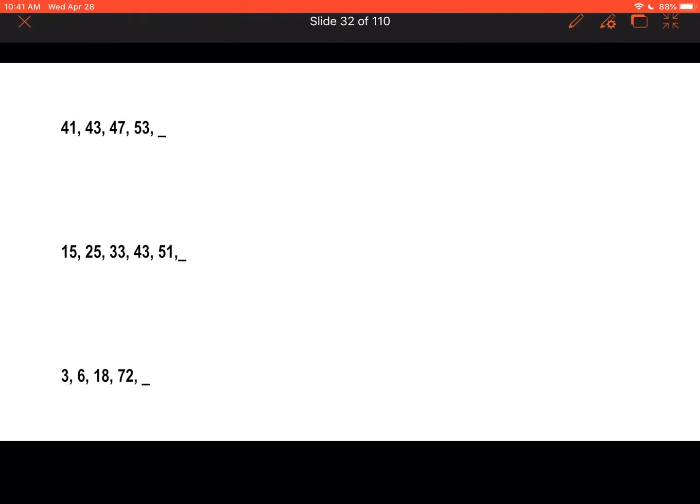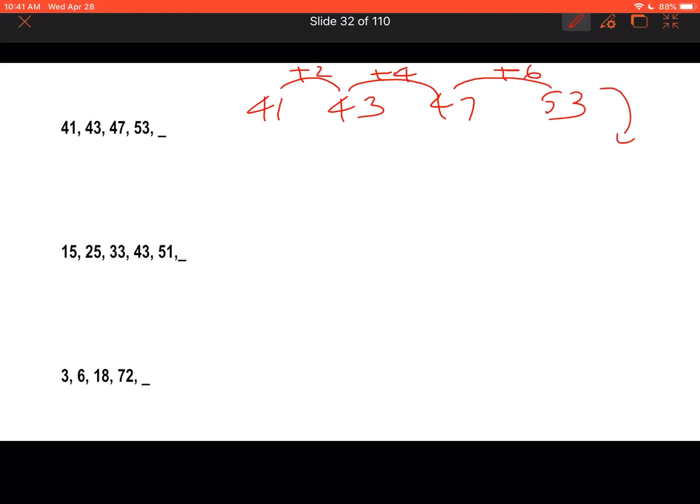Okay, 41, 43, 47, 53. 41 to 43 is plus 2, 43 to 47 is plus 4. I'm expecting plus 6. Yes, it is plus 6. So the next difference we have to find is going to be plus 8. So 53 plus 8 is 61.